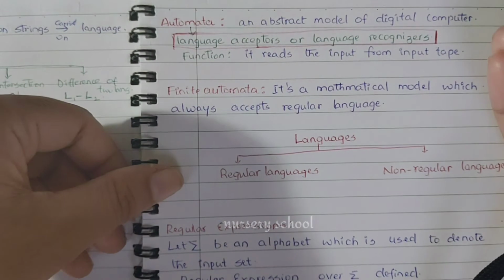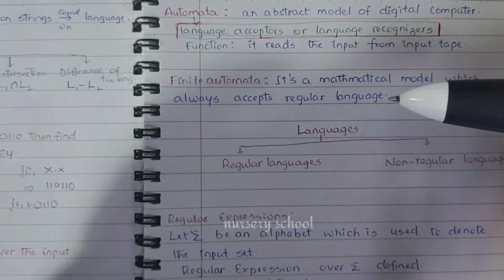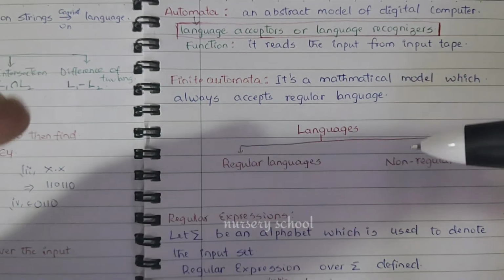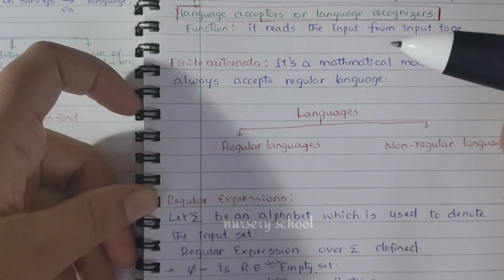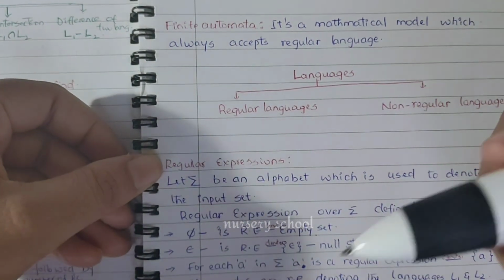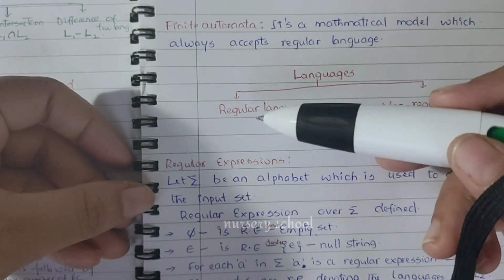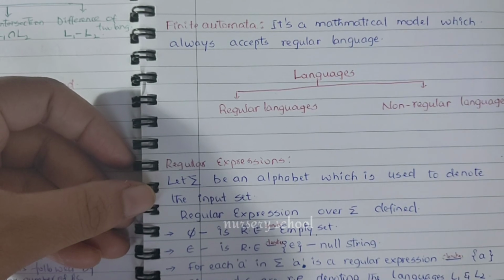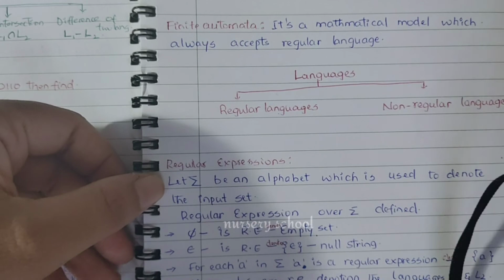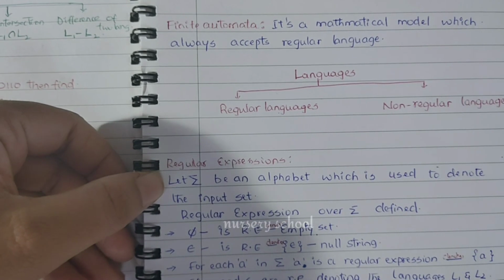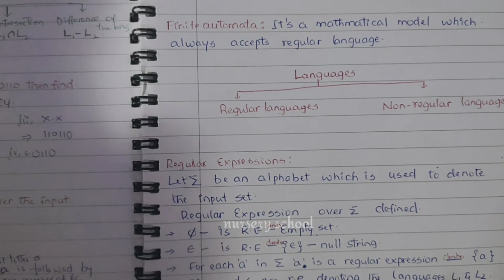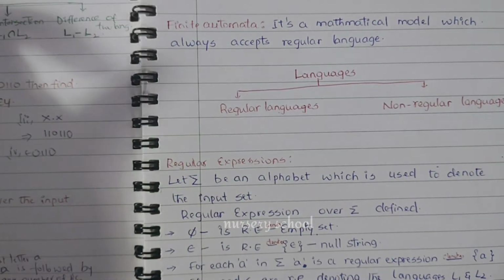What do you mean by regular languages? We have two different types of languages, regular languages and non-regular languages. We will see this later. Before that, I want to introduce what a regular expression is, because from this only we can derive our regular language definition. So I will discuss that in the next class, because I don't want to make lengthy videos.